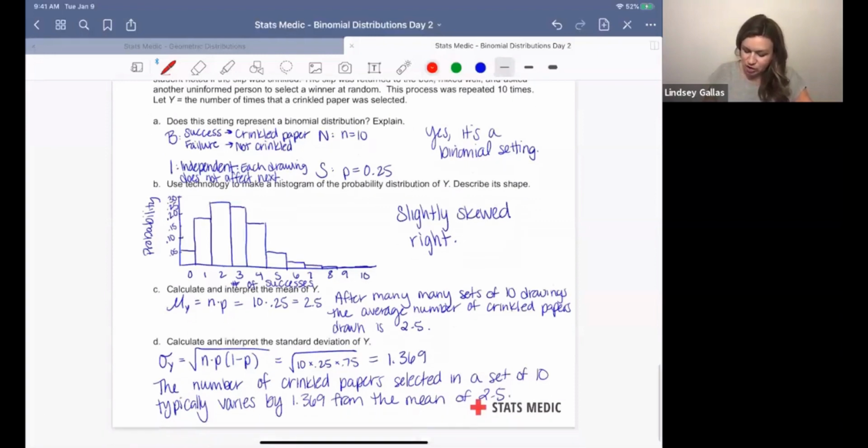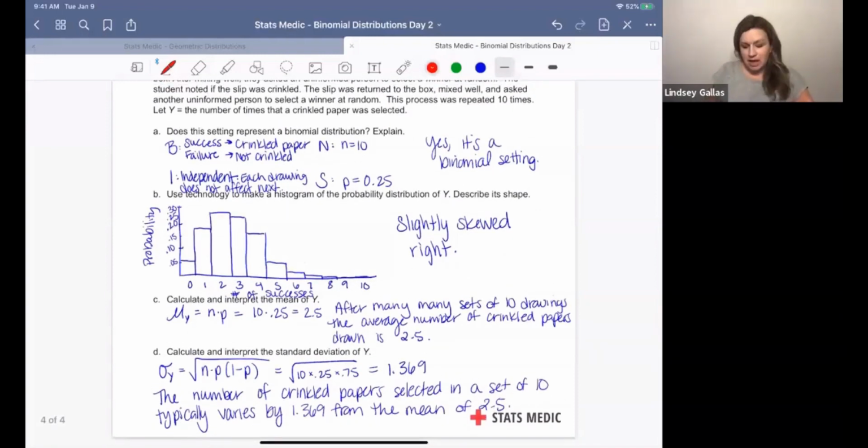And then in C, calculate and interpret the mean of y. So because it's a binomial distribution, I can use my new formula, n times p. And I get 2.5, which means that after many, many sets of 10 drawings, the average number of crinkled papers drawn is 2.5. So you can say it that way. You could also say like after many, many drawings, the average number of crinkled papers is 2.5 out of 10. As long as you have that out of 10 in there somewhere, you should be good. And then D, our standard deviation is 1.369, which means the number of crinkled papers selected in a set of 10 typically varies by 1.369 from the mean of 2.5 papers.